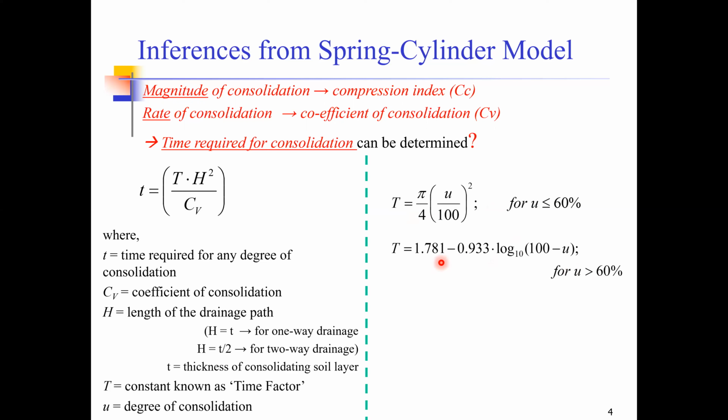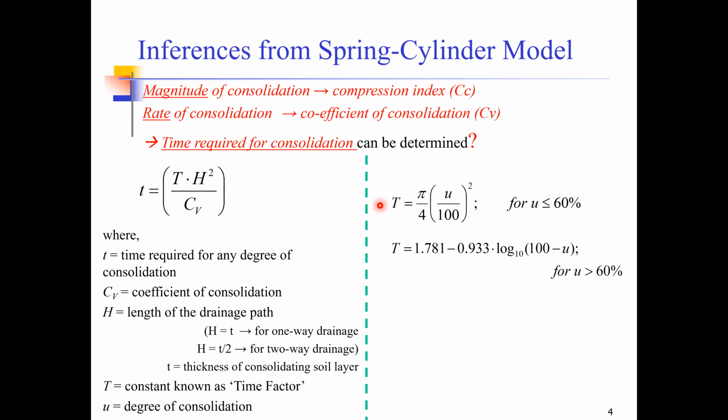time factor. So you see, what we are doing is, in this equation, we are replacing the value of time factor directly from here. H, which is the length of the drainage path, is something we can determine from the geometry of the problem. And CV, which is the coefficient of consolidation, is the soil property. So by knowing all these things, we can easily determine the time required for consolidation. So this is how we can determine the time required for consolidation.